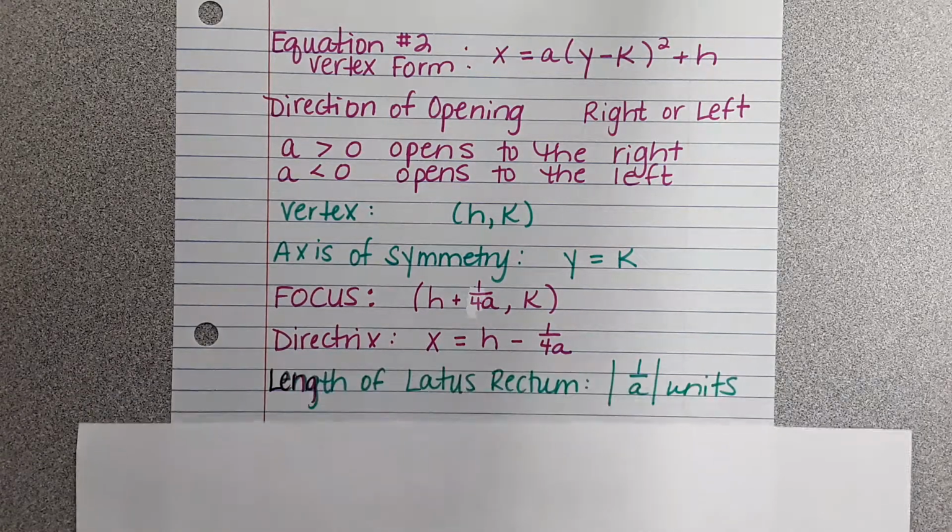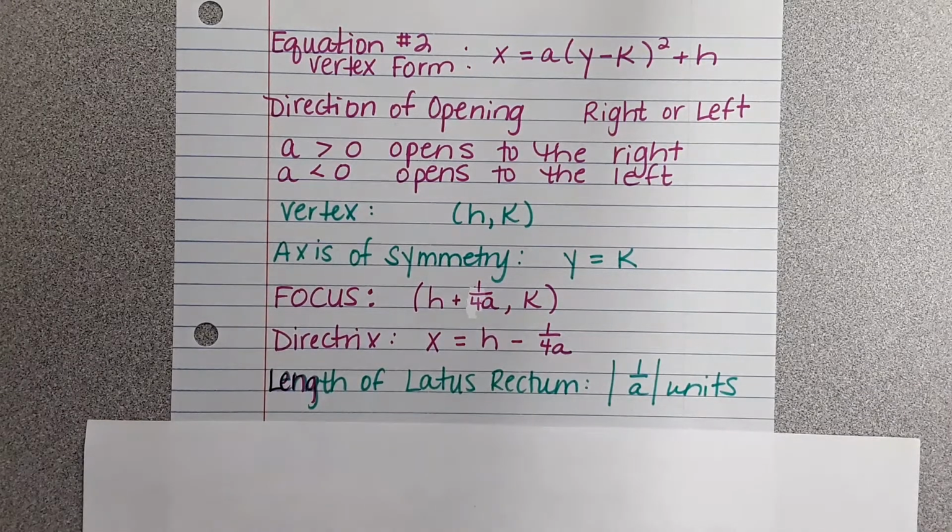And then finally, notice that the length of the latus rectum is still the same as before because it's on that A. And you guys, the latus rectum goes through the focus, and it's a line that connects each side of the parabola going through the focus, and each side of the focus would be equal. So from the focus to the parabola is going to be the same distance as the focus on the other side, the focus to the parabola.